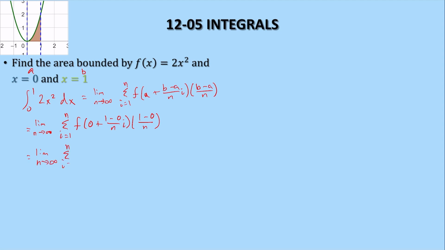Yes, you need to write all the symbols. All right, so this becomes f of 1 over n i times 1 over n. Okay, next we could take care of our function. So f of 1 over n i, my function is 2x, but x is 1 over n i squared.